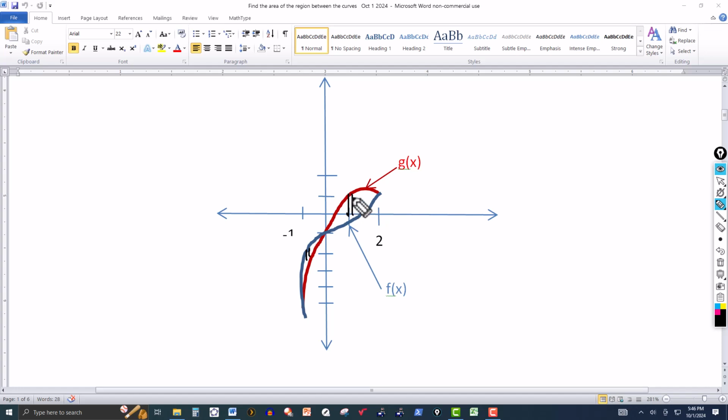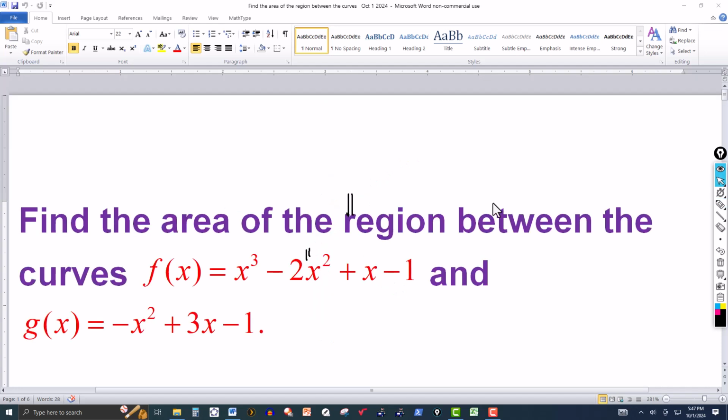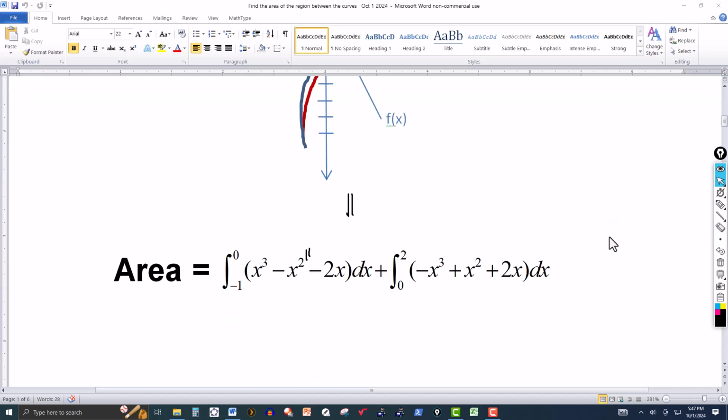And for this region here, it'll be the opposite. It'll be g of x minus f. Okay? Top minus the bottom curve. So f of x minus g of x. So it'll be x cubed minus 2x squared plus x minus 1 minus the g. And then for the second one, it's just reversed. It'll be g minus the f. And I've set those up here.